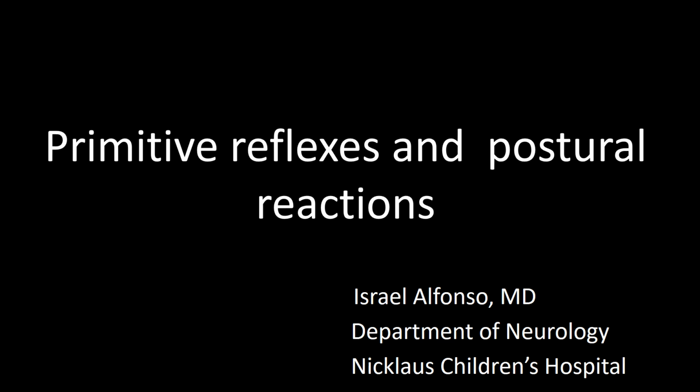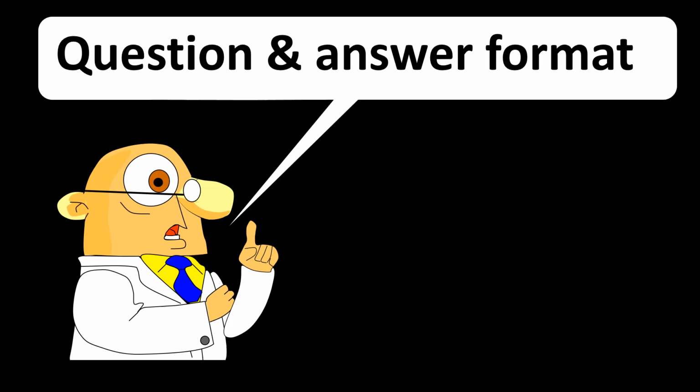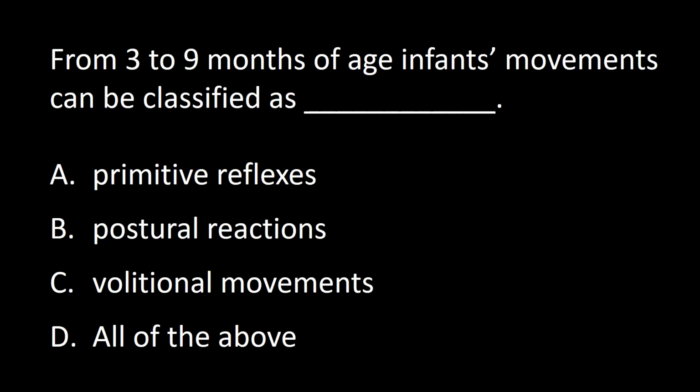This talk is about primitive reflexes and postural reactions. This talk will be conducted using a question and answer format. First question: from 3 to 9 months of age, infants' movements can be classified as A. Primitive reflexes, B. Postural reactions, C. Volitional movements, D. All of the above.